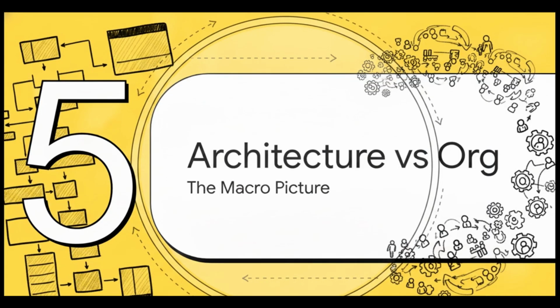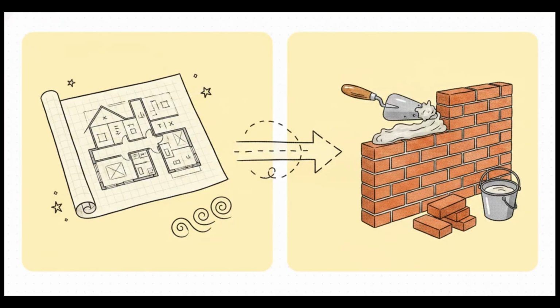Finally, Section 5, Architecture versus Organization. We're bringing our journey full circle here to look at the macro picture once again. And this brilliantly illustrates the difference between the core idea and the physical reality. Computer architecture is the logical design. We're talking about the instruction sets, the core concepts, what the computer is theoretically capable of doing. Computer organization, on the other hand, is how that hardware is physically implemented. It is literally the difference between an architect's beautiful blueprint for a house and the actual bricks and mortar the builder uses to construct it.